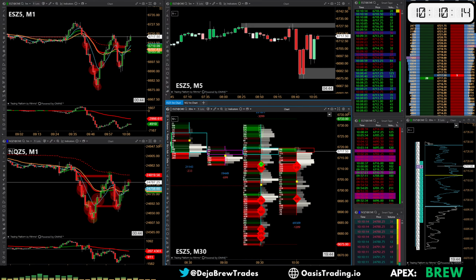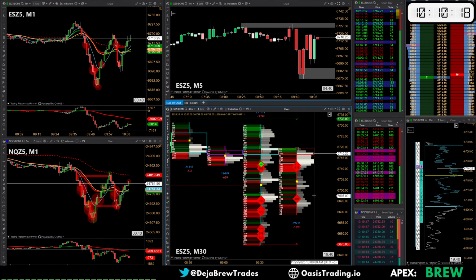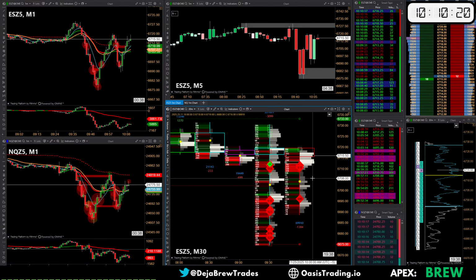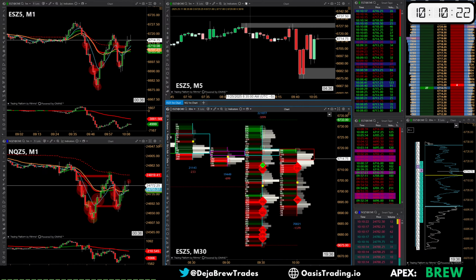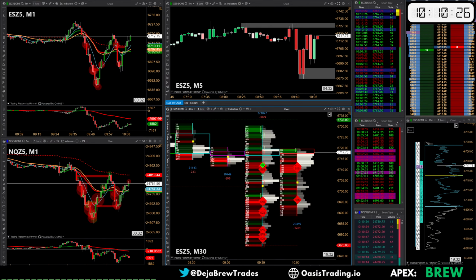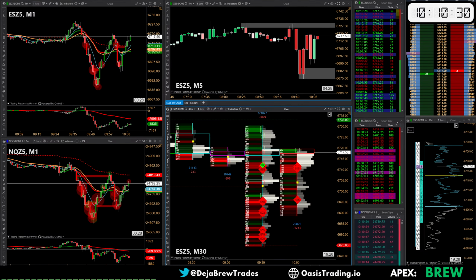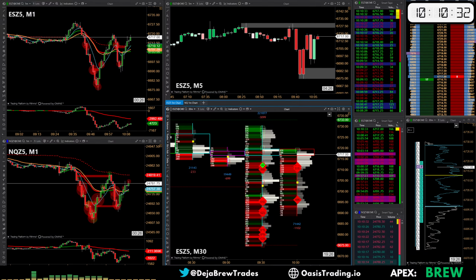Perks of joining Apex? Well, just look at the chart right now. Would you want to trade this with your own money? If you're new to trading, I would not recommend touching this market with your own money.